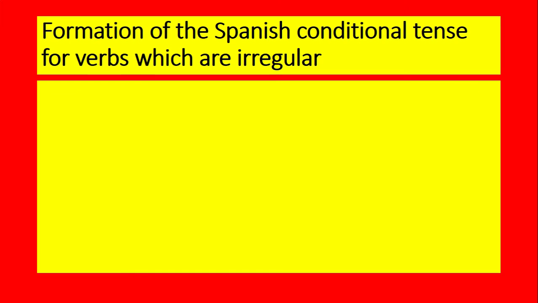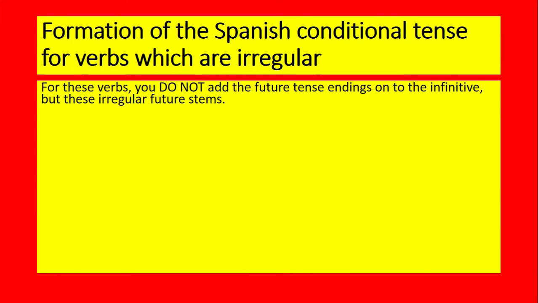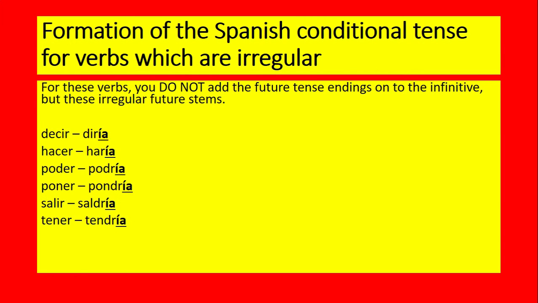Unfortunately, as with all rules, there are a few exceptions. And again, this is exactly the same as for the will future tense. I mentioned before that you add the endings onto an infinitive. However, for the irregular verbs, you use the same endings, but you don't add them onto the infinitive. You add them on to these future and conditional stems. So if you want to say I would do, the verb to do is hacer. I would do is not hacería, it's haría. So the hacer becomes har for the conditional tense, also for the future tense as well.